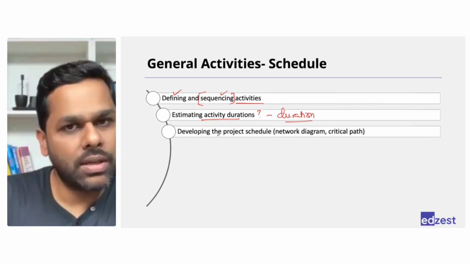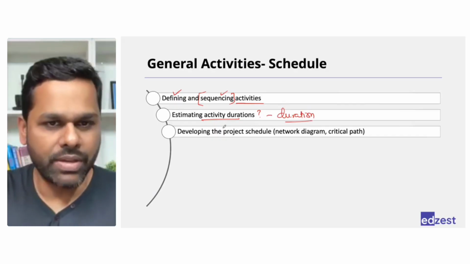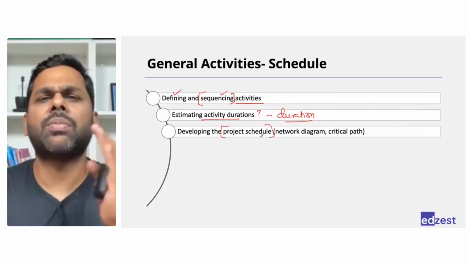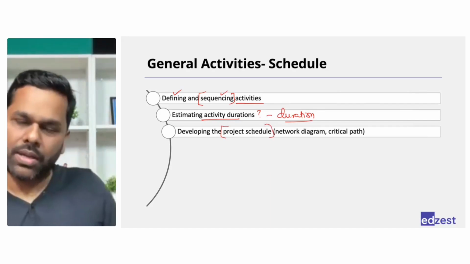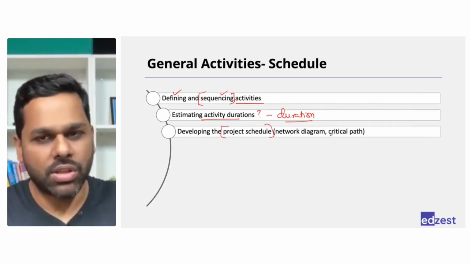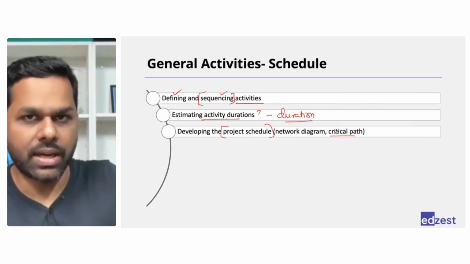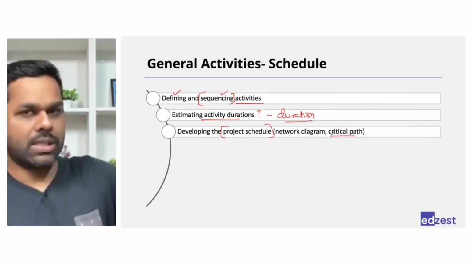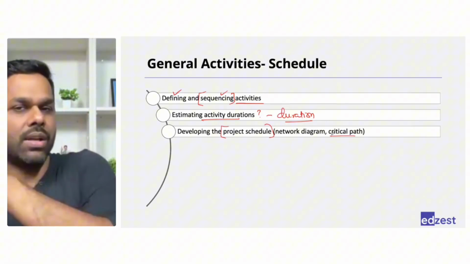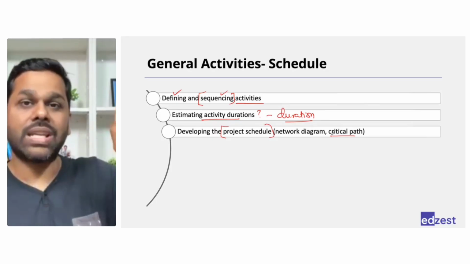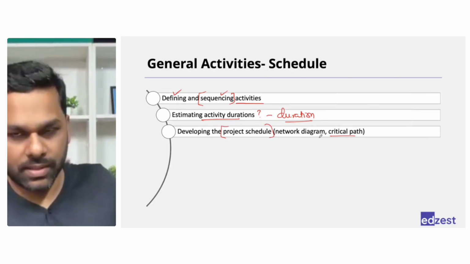put a start date to it, you'll automatically get the end date, which is nothing but your project schedule, which is nothing but a project calendar. Right? So you will have your network diagram ready. You would also understand what the critical path is. Critical path is basically a series of all the activities, right? Which is taking the longest time in your project.